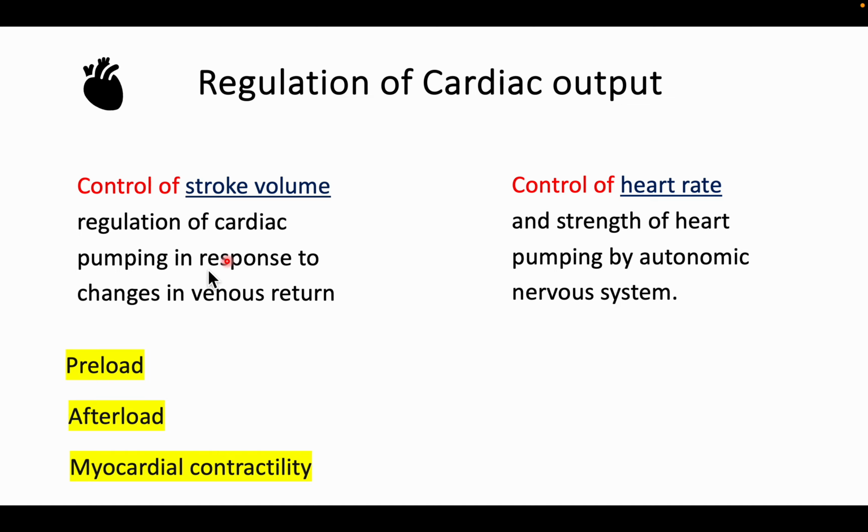Stroke volume is mostly affected by preload, afterload, and myocardial contractility. And so we have to understand what is preload, what is afterload, and how this myocardial contractility is affected. So first we will focus on preload and afterload, what they are, and how they are affecting the cardiac output.